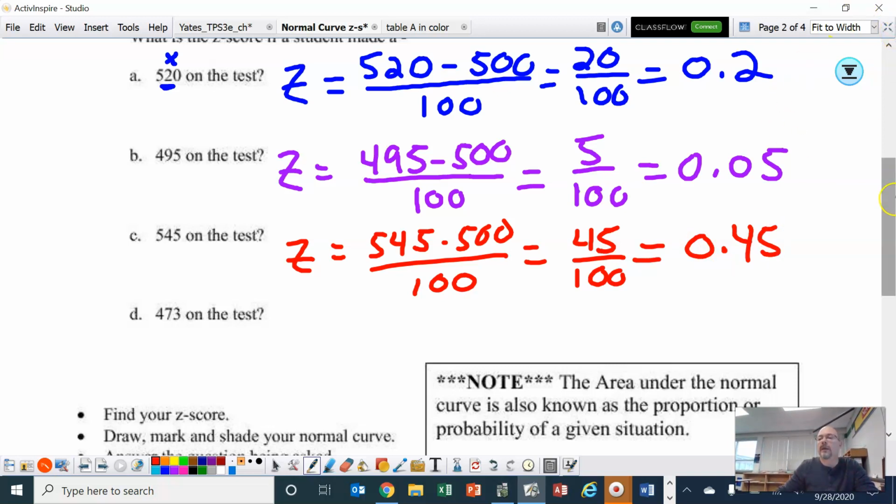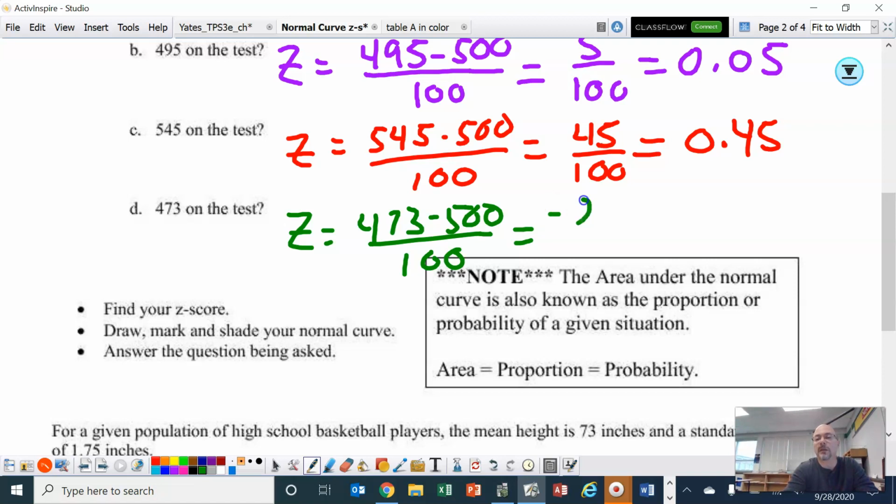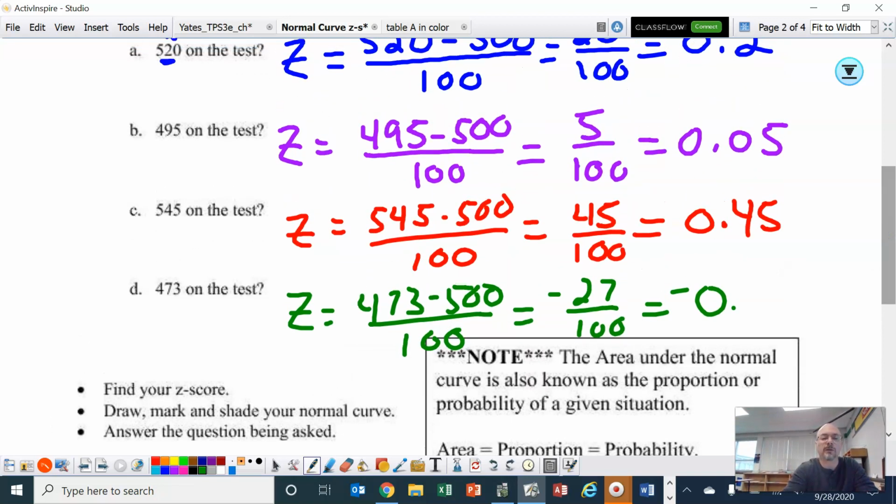And then that last one, pretty obvious, ladies and gentlemen. z equals 473 minus the 500 divided by the 100. This is going to be below average because 473 minus 500, that person scored less than the mean. So that's going to be negative 27 over 100. So they're going to have a z-score of negative point. Oh, and I forgot something. Oh my goodness, I made a silly mistake, folks. This one up here is negative.